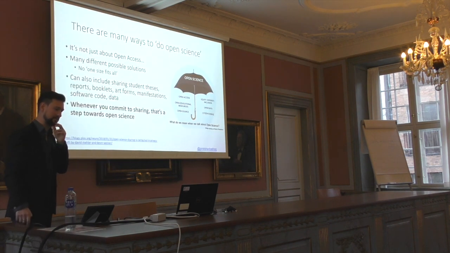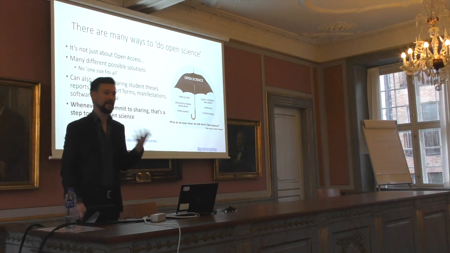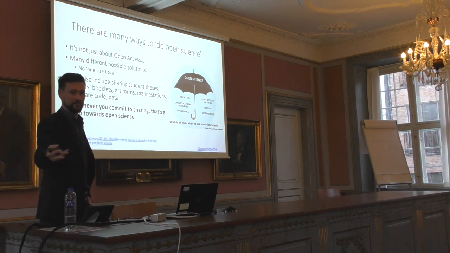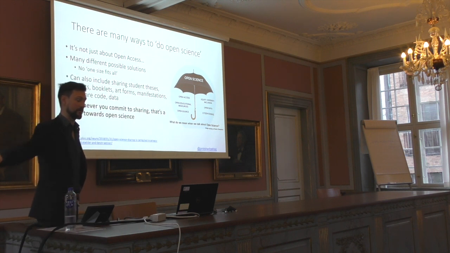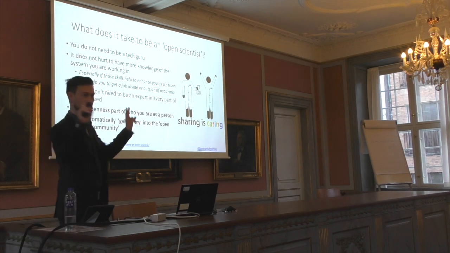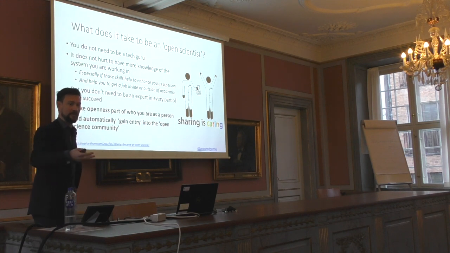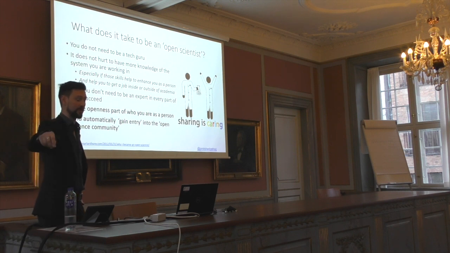So the message you can send to researchers is that there are many ways to do open science based on the available tools right now. It's not all about open access, which is where most of the conversation has focused over the last couple of decades. Basically, I feel that whenever you commit to sharing your work so that others can use it or reuse it and even learn from it, that's a step towards a more open, healthier research culture. And it's actually quite easy to be an open scientist. You don't have to be a tech guru. You can just upload your data to a repository. It's not difficult. There are small steps that everyone can take to be more open.